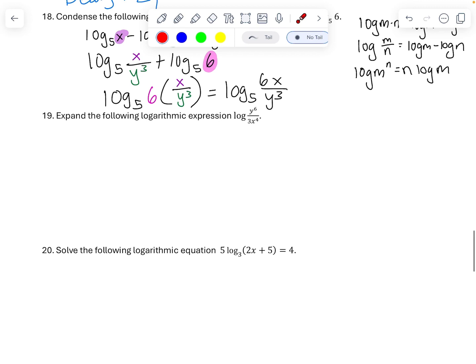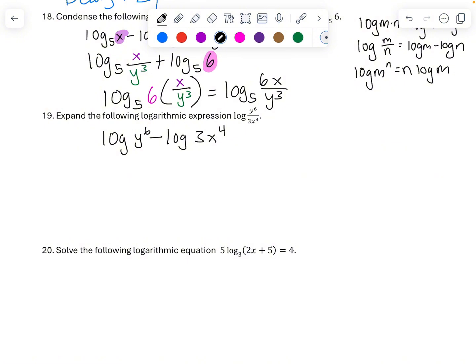Okay, let's expand. Okay, so with expanding logarithms, I want to get as many logarithms as I can in my final equation. Okay, so I have a logarithm right here. Okay, I'm going to do biggest operation first. And my biggest operation that I see here is division. And by my logarithm properties, I'm going to subtract the denominator from the numerator. Okay, so I'm going to have log of y to the 6th minus log of 3x to the 4th.